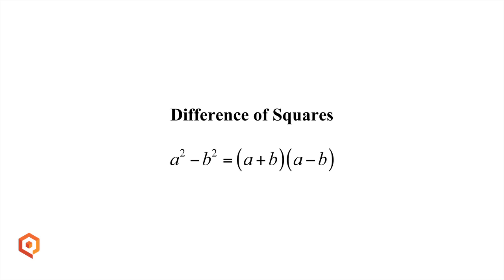Let's look at the special case of binomials called the difference of squares. First, remember that binomials are polynomials that have two terms. A difference of squares is a binomial that consists of terms that are perfect squares. If you have one of the form a squared minus b squared, it factors to a plus b times a minus b. The key to factorability is that there is a difference of squares, not a sum, a difference.